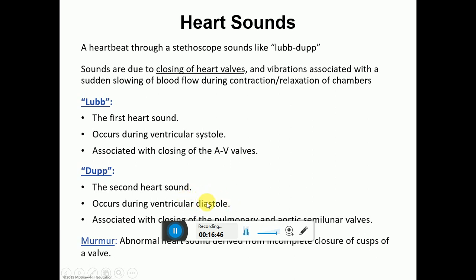An abnormal heart sound is known as a murmur. That is due to the incomplete closure of these valves, where you can hear now the blood kind of flowing in the wrong direction. That is known as regurgitation, where it's returning back where it shouldn't be. That heart sound is known as a murmur.